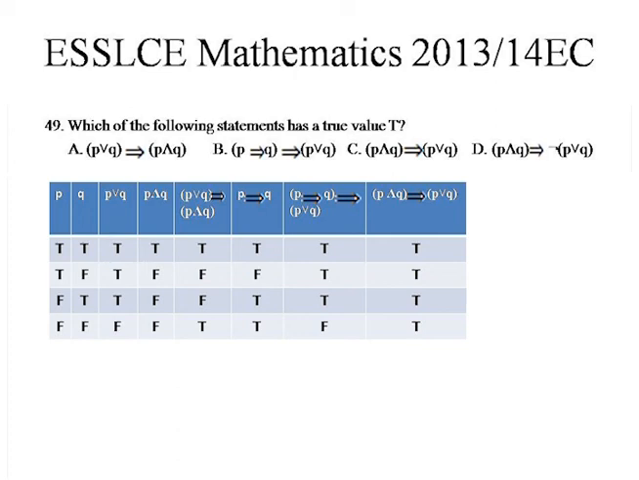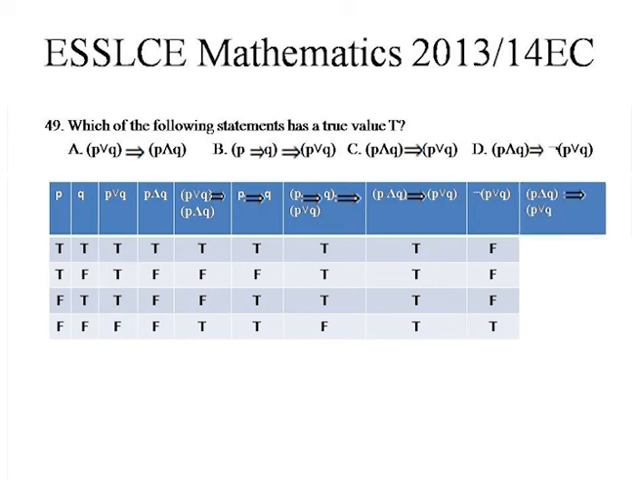Choice D, P and Q implies negation of P or Q. Before determining P and Q implies negation of P or Q, let's determine negation of P or Q. That is the negation of the third column. Negation of true is false, negation of true is again false, negation of true is false, negation of false is true. Thus, P and Q implies negation of P or Q, meaning the fourth column implies the ninth column.